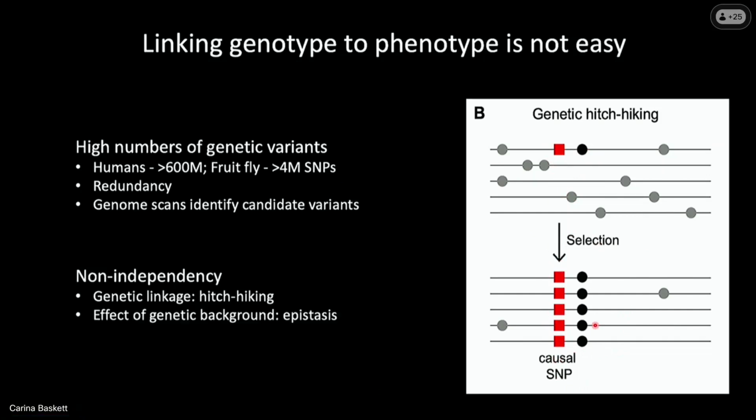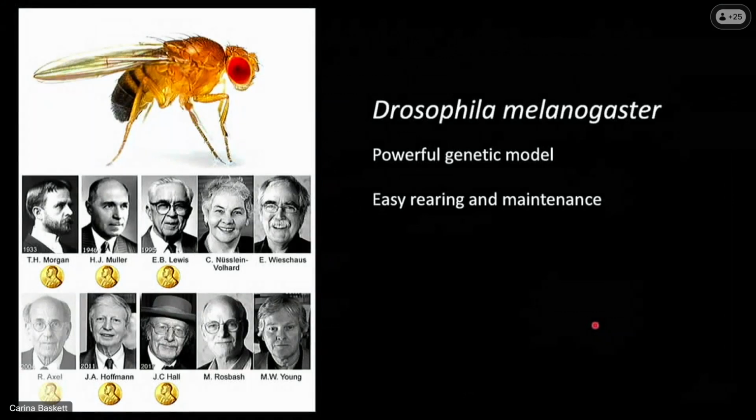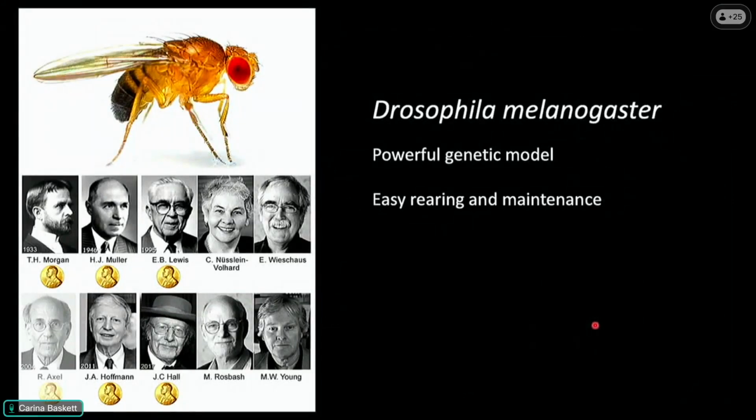Well, and to make it even more complex, genetic background can have an effect as well, through epistasis, for example. We didn't even get to this in my line of research, but this is also a complicating factor. So the key message is it's not so easy to link genotype to phenotype, but we want to try anyway. And we think that Drosophila melanogaster is a pretty good model to do so.